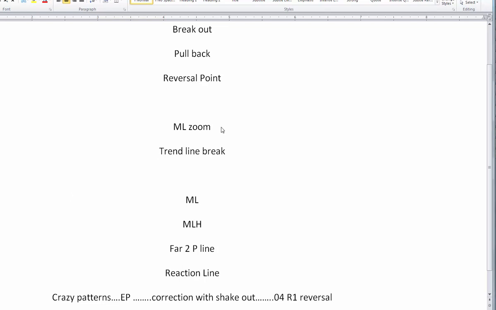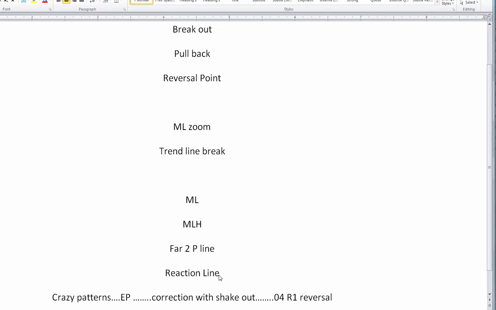Okay, now here's the premise. Most people, when they have trading systems, they consist of a breakout, or their entry is a pullback after some kind of a move up or down. Or the third one is they look for reversal points. And you can look for reversal points with Andrews, and it'll be reversal perhaps at the ML, perhaps at the MLH, perhaps at a FAR 2P line. So if you have 5 pivots in a row, it'd be pivots 1 and 3, and when it reaches pivot 5, that's the FAR 2B. Or it would be a reaction line, and typically it's your 04.